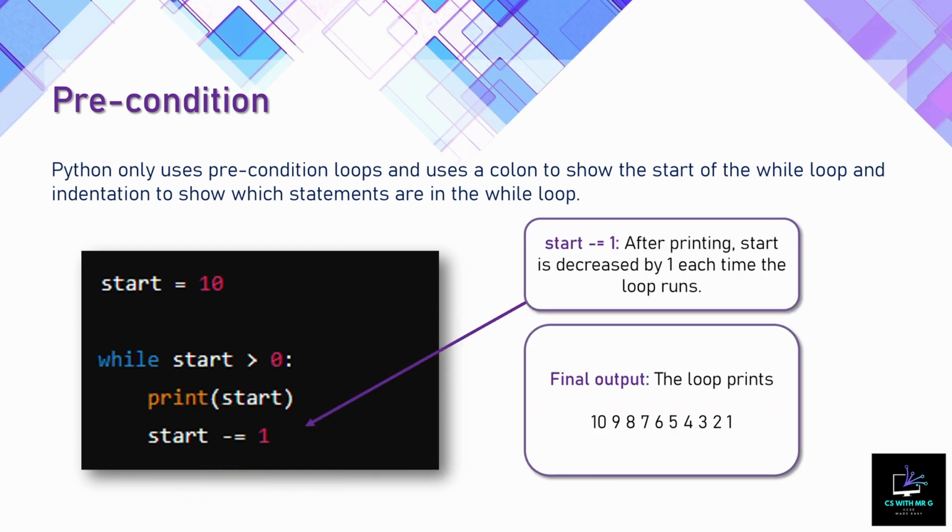Okay, so this is specific to Python, but it is a little shortcut if you wanted to try that. So as you can see, some notes there, start -= 1 literally just decreases the start variable by 1 each time it runs. The final output should print these numbers in this order, as start is 10 at the beginning and then -1 each time. Let's give that a quick run in Python.